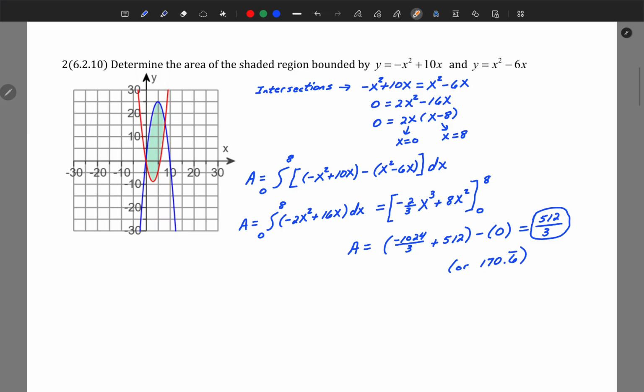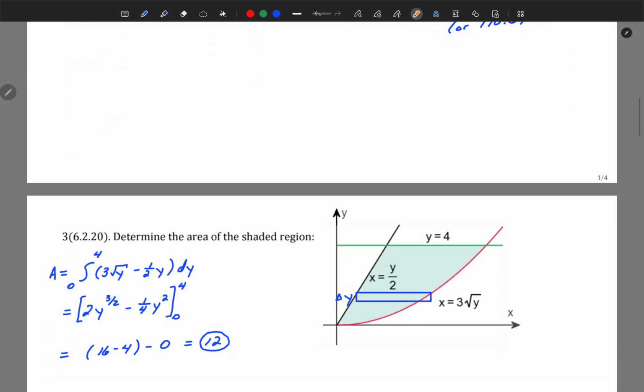Looking at it, it's asking us to determine the area of the shaded region bound by the parabola -x squared plus 10x and the parabola x squared minus 6x. Okay, so rather than just depending solely on the picture given, you really should find the limits of integration. It looks like it starts at x equals 0, and it's kind of hard to tell. We can tell it's between 5 and 10. Just to be sure, you should set your equations equal to one another.